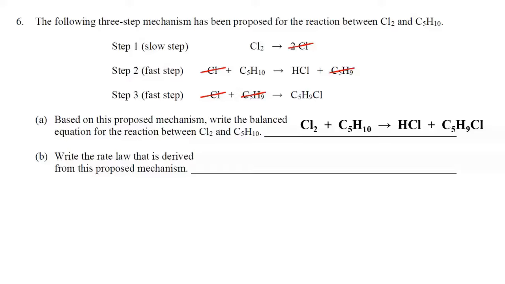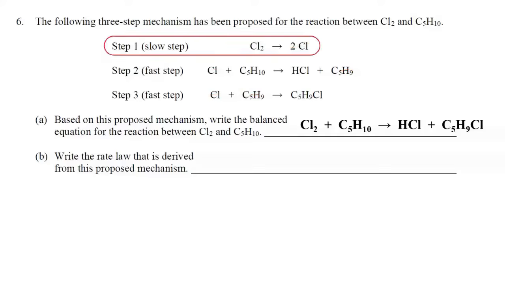Part B, write the rate law that is derived from this proposed mechanism. So I'm going to focus on the slow rate determining step, and in this case that would be step 1. And since step 1 has only a single molecule of Cl2 as a reactant and nothing else, then the rate law would equal rate equals K, the rate constant, times Cl2 raised to the first power. So this is first order with respect to Cl2 because there is only one Cl2 molecule featured as a reactant in the slow rate determining step.